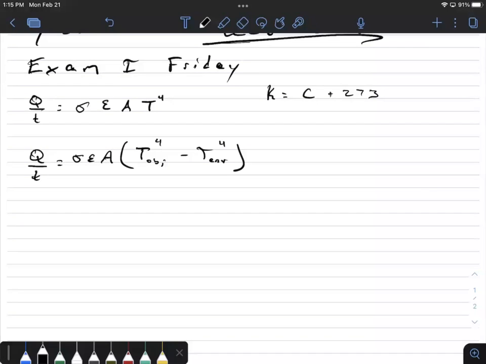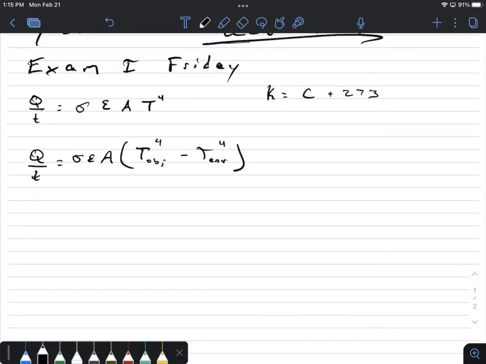Just note that no matter which of these two equations you use, you have to use Kelvin. Do not use Celsius. So if you see Celsius in the problem, the first step you're going to be doing is converting that to Kelvin. Then you use the Kelvin numbers to actually get the answer.